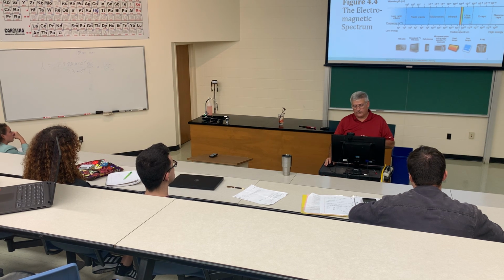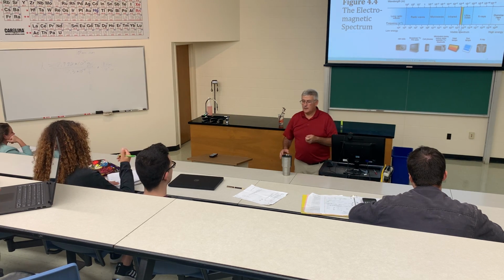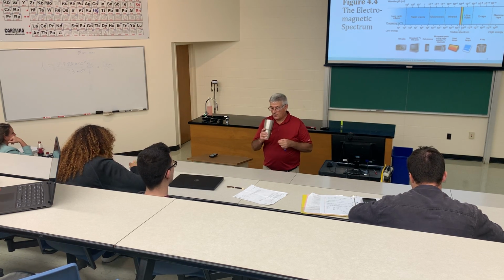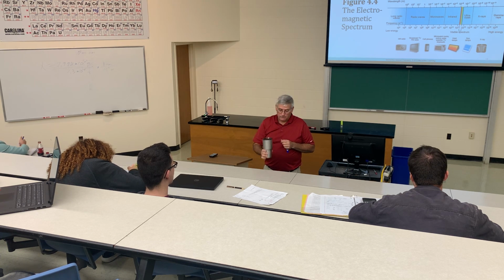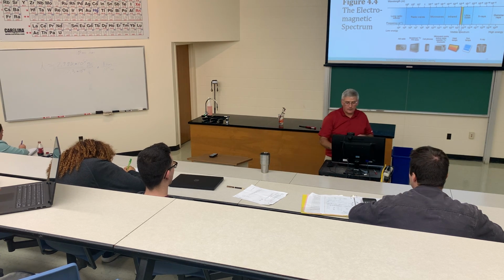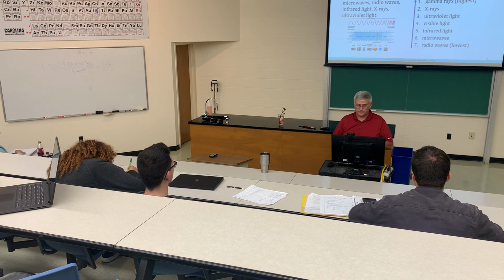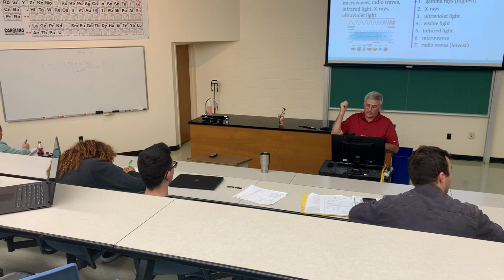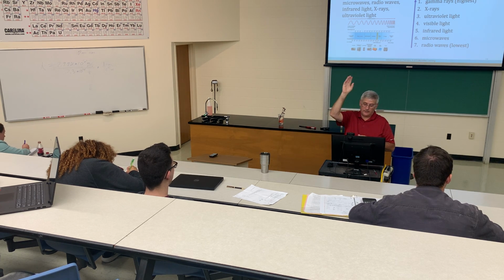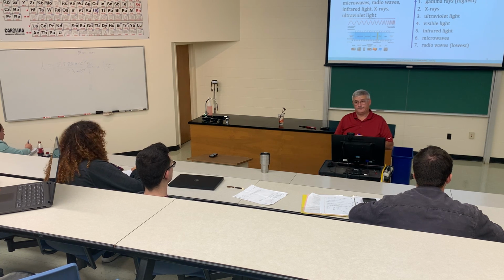radio, microwave, infrared, ultraviolet, X-rays, and gamma rays. Lowest: radio waves, microwaves, infrared, visible, ultraviolet, X-ray, gamma. So from highest to lowest is what's given there. Sorry, I said it backwards. If you did lowest to highest, it'd be the same thing, right? If you flipped it over.